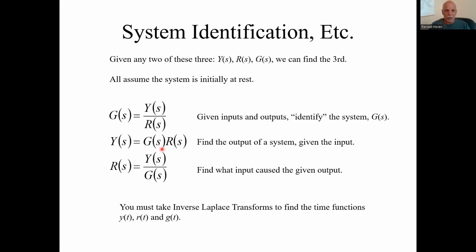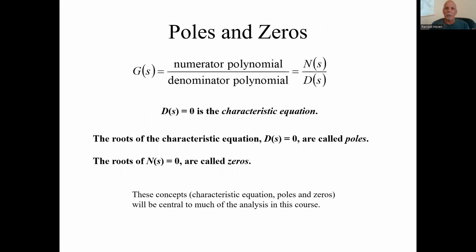The output is just this product, transfer function times the input, all in the Laplace domain. And if I wanted to know the input given the output in the system, or the transfer function, it's this. Give me any two, I'll get the third. To get what they are in time, you have to take the inverse Laplace transform. That's the idea of a transfer function. It converts inputs to outputs in the Laplace domain.